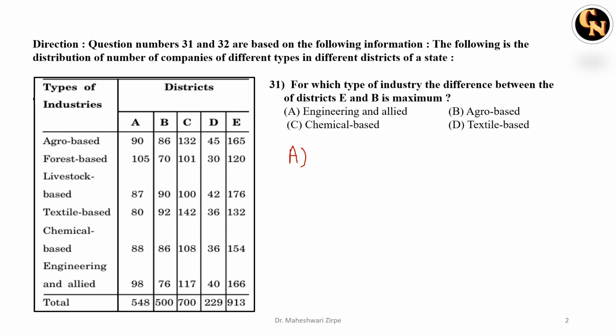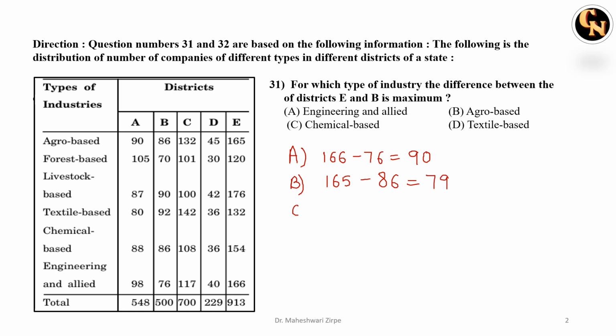What is the number for E? It is 166 minus 76. Okay, so you are going to find out how much it comes out to be. So for you I'll solve it out. It comes out to be 90. Similarly, for option B, let us see, agro based. So for agro based it is 165 minus 86. So agro based comes out to be 79.